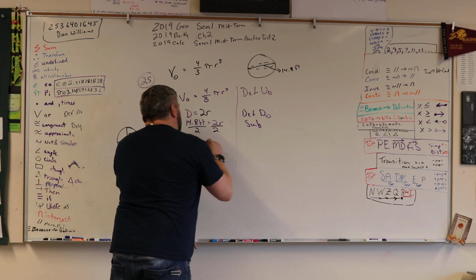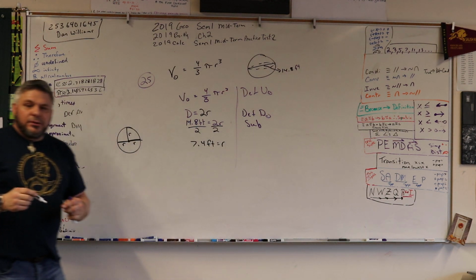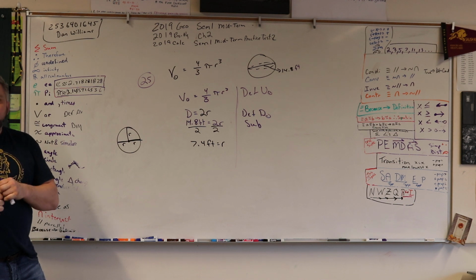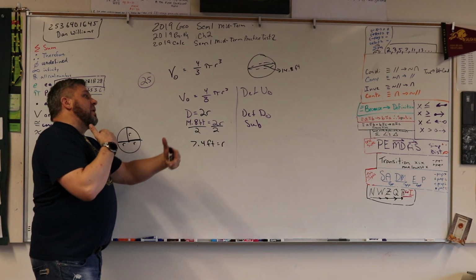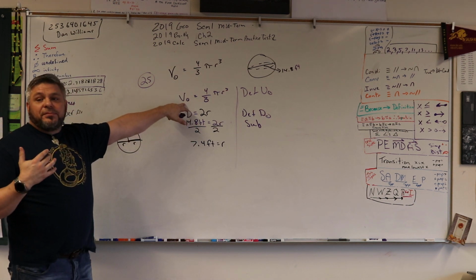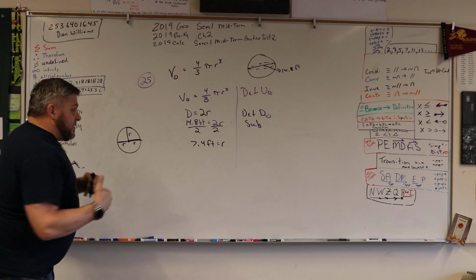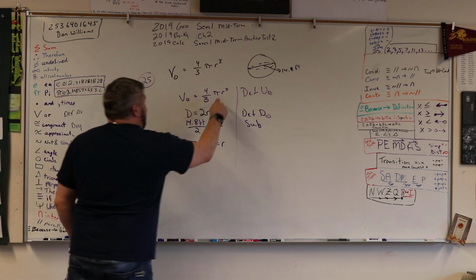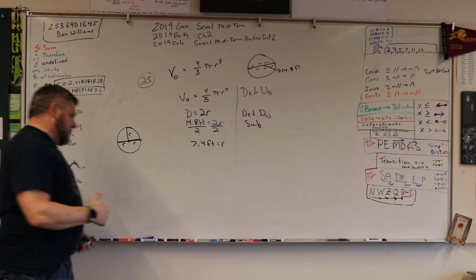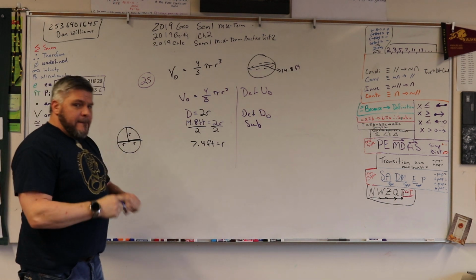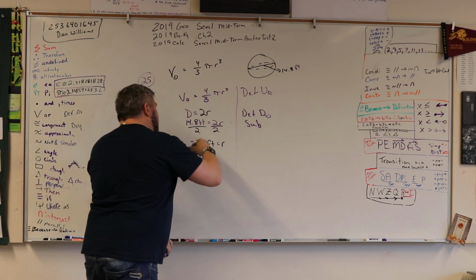So I have 7.4 feet equals r. Correct? Alright, cool. Then what am I going to do? I'm going to plug it into this volume. So if I plug it into the volume, I'm going to have it cubed. Correct? What does it mean to be cubed? Does anybody remember? So I'll substitute it in.